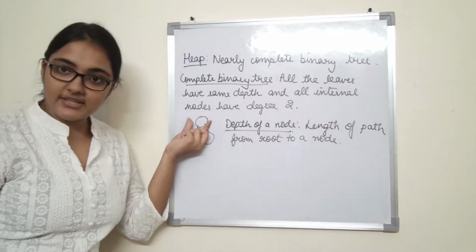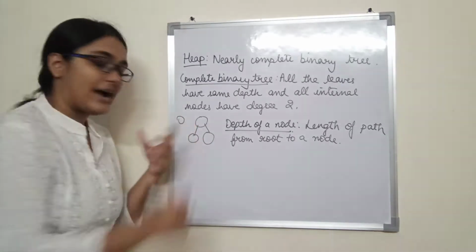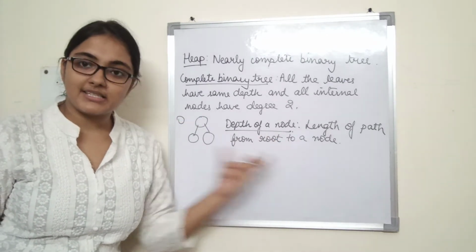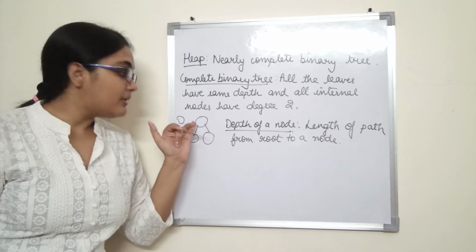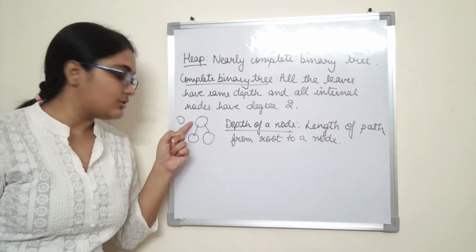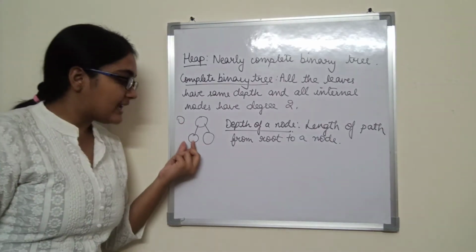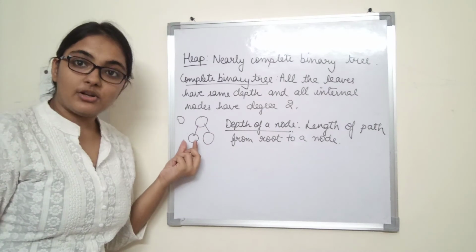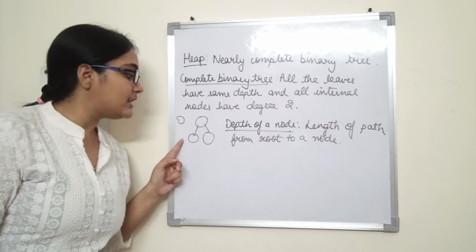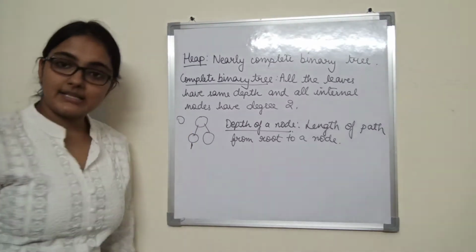What is the depth of this node? This itself is the root, so this is at depth 0. Why? The length of the path from root to a node, or the number of edges from the root to a node. The number of edges from root to this node. Which is the root node? This node itself. So the length of the path is 0. Alright. Now, in case of this node, what is the depth of the node? The length of the path from root to this node. What is root? Here. So from root to this, what is the length of the path? 1. So the depth of this node is 1.